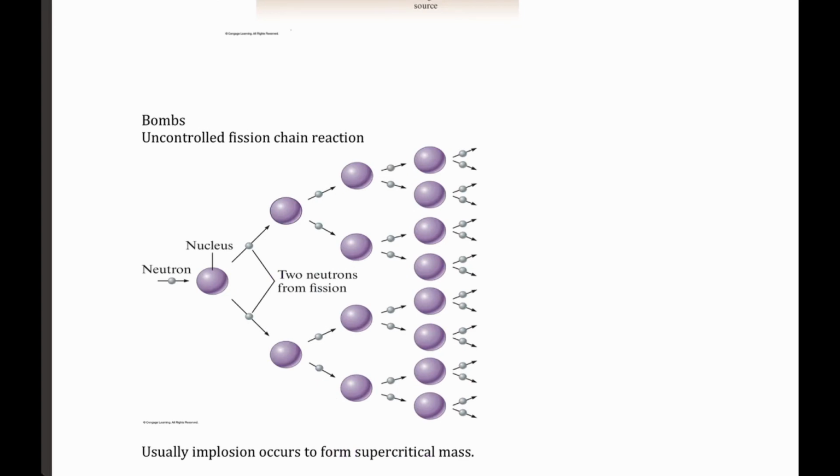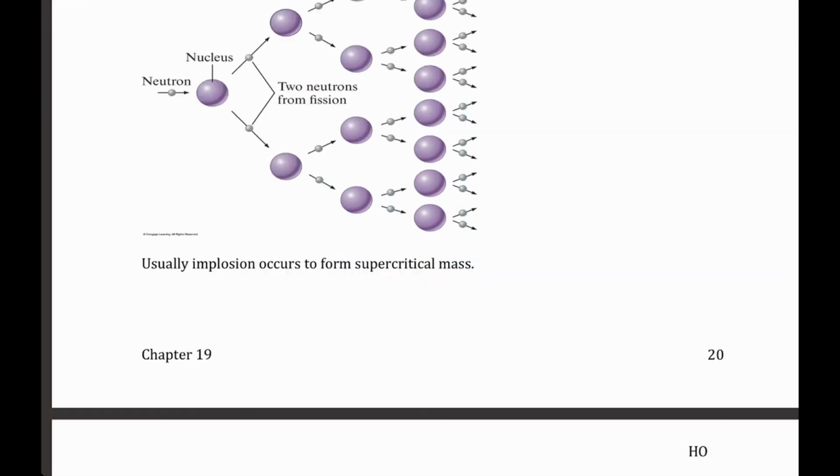So this is showing the uncontrolled fission. A neutron hits a nucleus, producing fission, which gives off neutrons. If those neutrons are pretty much all absorbed within the mass, then we get this reaction that's spiraling out of control, and that happens when we have a supercritical mass. So that would happen in a bomb.